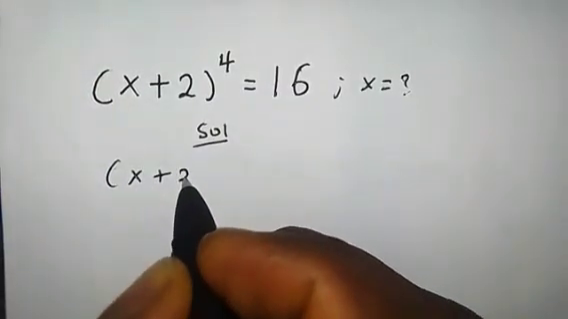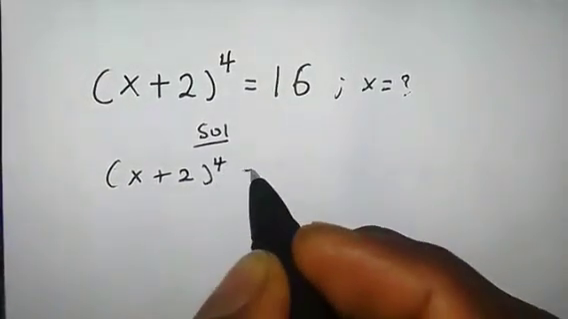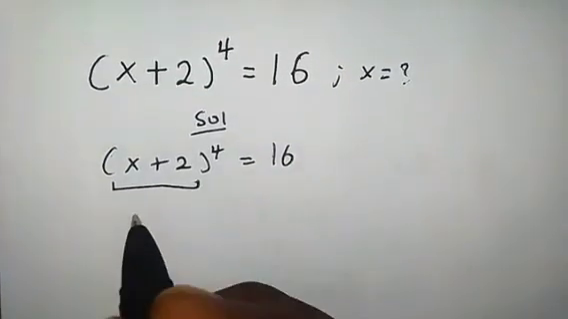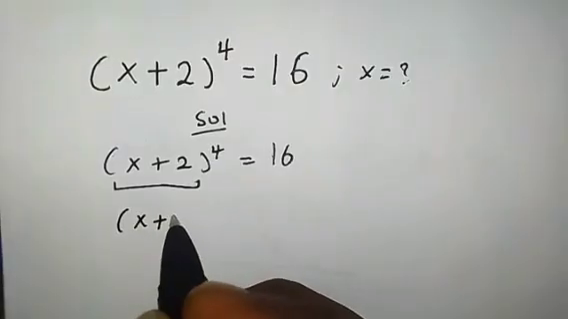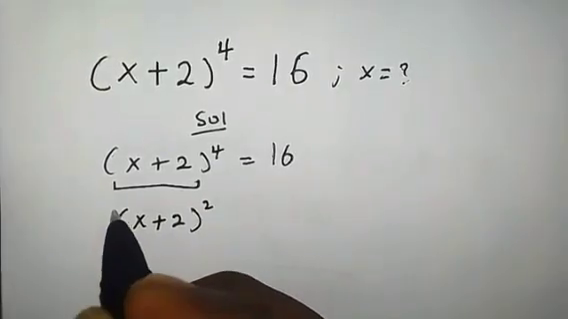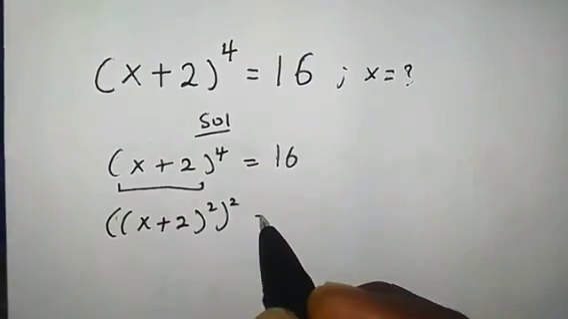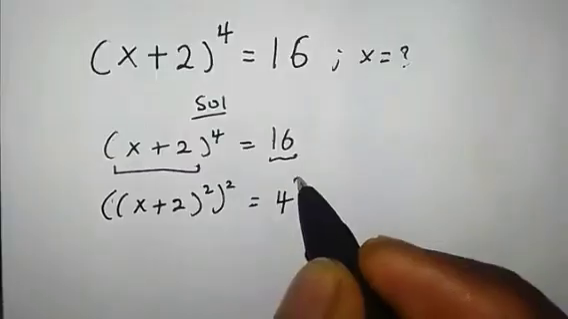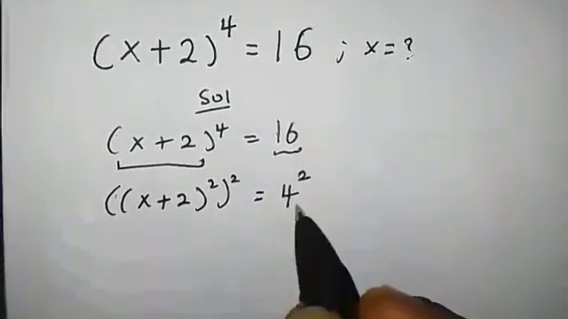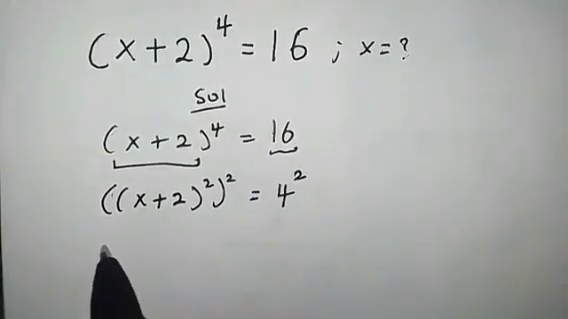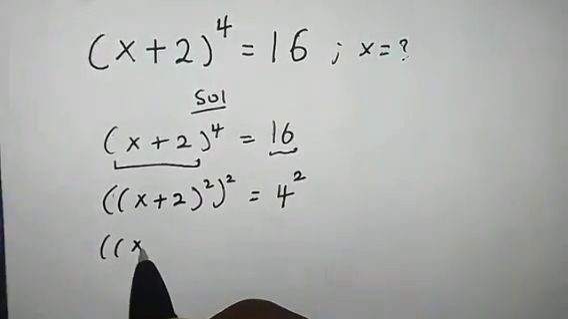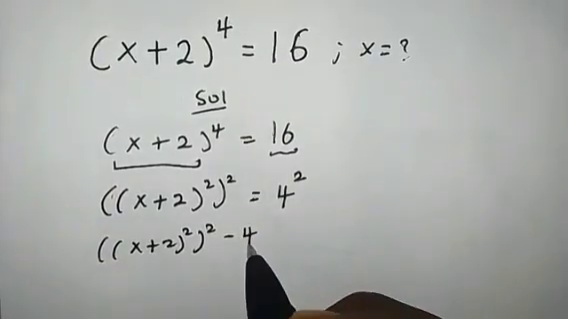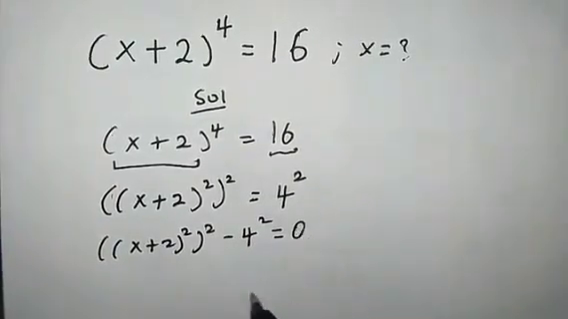(x + 2)^4 is equal to 16. This left hand side could be written as (x + 2)^2 all squared, and 16 could be written as 4 squared. Now let us transfer 4 squared to the left hand side, so that will be ((x + 2)^2)^2 minus 4^2 equal to 0.